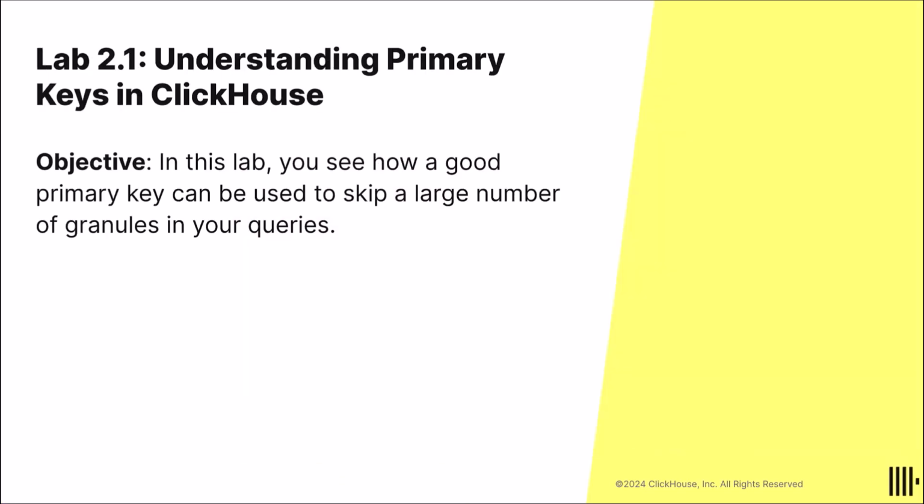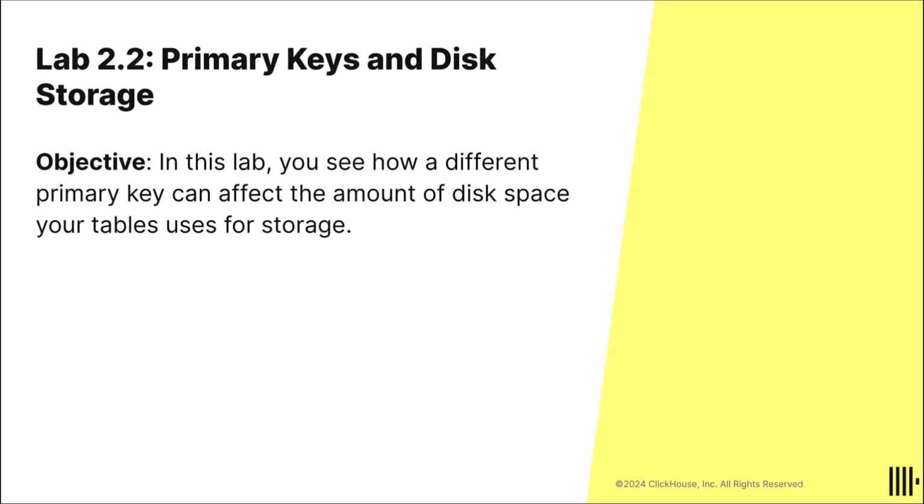All right. So in the lab, you're going to do something very similar to what I just did. You're going to write some queries. You're going to figure out how a good primary key can skip a lot of granules. That's in the first lab. And then in the second lab, you're going to see how primary keys can affect how compressed your disk space is by simply picking a clever ordering of your columns. And sometimes you can't always do that because your queries kind of force your primary key. But if you do have an option, it's a really interesting lab. So I want you to check those out.